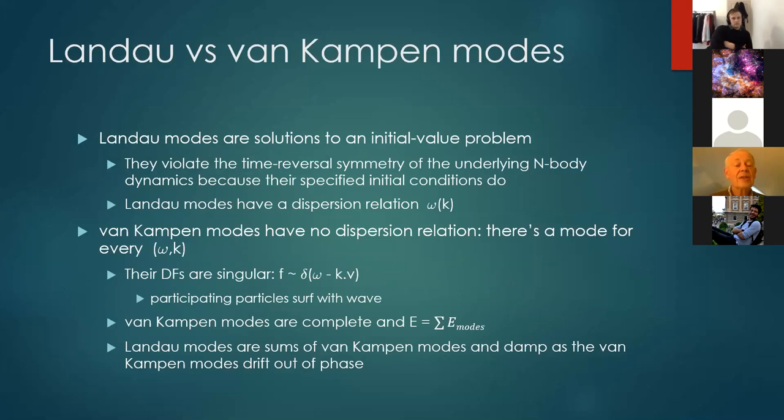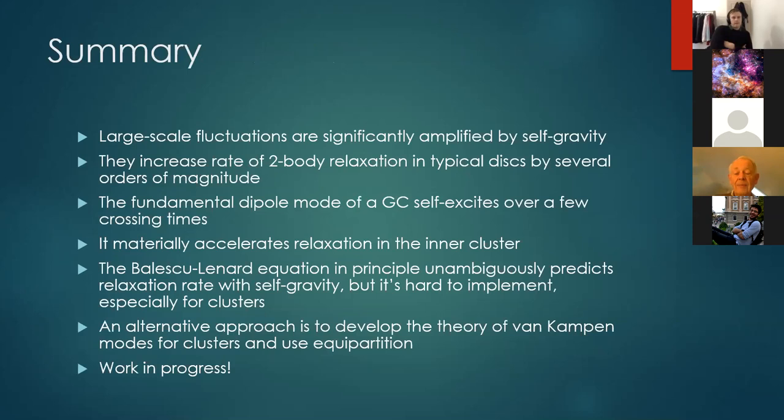So the important point is that large scale fluctuations are significantly amplified by self-gravity. And I think we've not paid enough attention to this phenomenon. They increase the rate of two-body relaxation in a typical disk by several orders of magnitude. That was the conclusion of Fouvry et al.